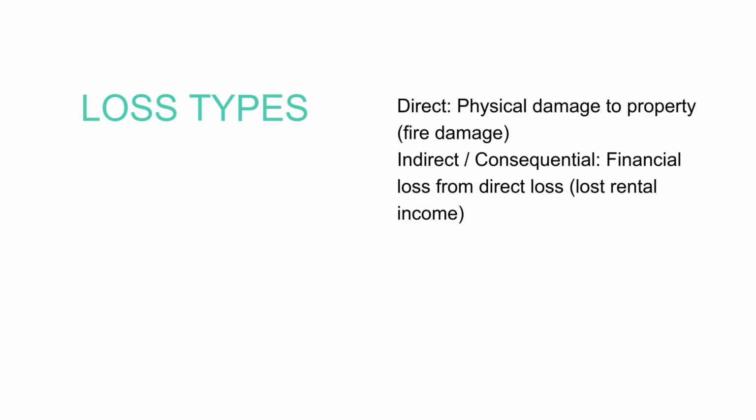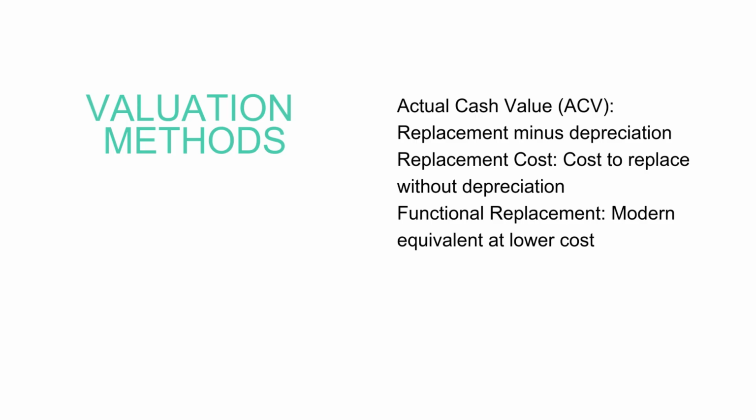Losses are classified as direct loss, physical damage to property. Example, fire damage to a garage. Indirect, consequential loss, financial loss resulting from a direct loss. Example, lost rental income due to fire damage to a rental property. Scenario questions often ask you to differentiate between these. Insurance uses different methods to determine claim payment: actual cash value, ACV, replacement cost minus depreciation.